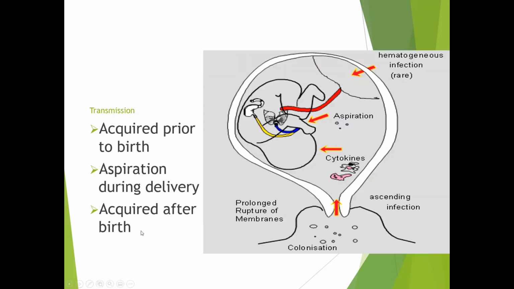So the pneumonia can occur prior to birth, where there's organisms that cross from mom's blood across into fetal blood. The second way is aspiration can occur during delivery. And third, pneumonia can be acquired after birth, just from getting contaminated somehow.